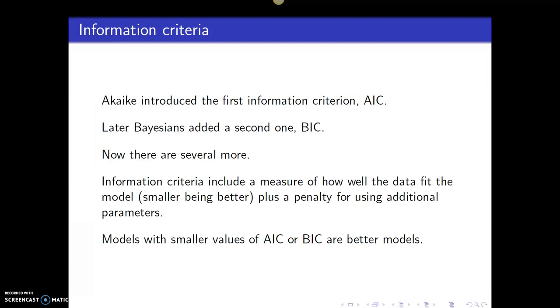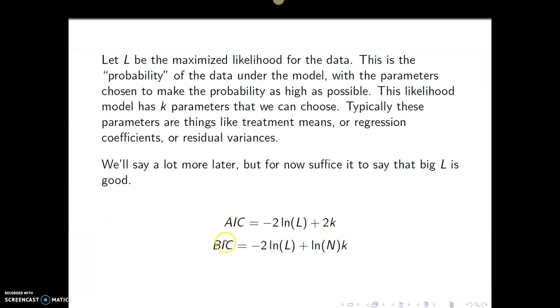But we'll also take a look at these information criteria. This will be used in conjunction with the F test to assess fit of the models. Basically, these information criteria, and on the next slide, it gives us a sense of what they're all about. If L is the maximized likelihood for the data, you can think of this as the probability of the data under the model with the parameters in particular chosen.